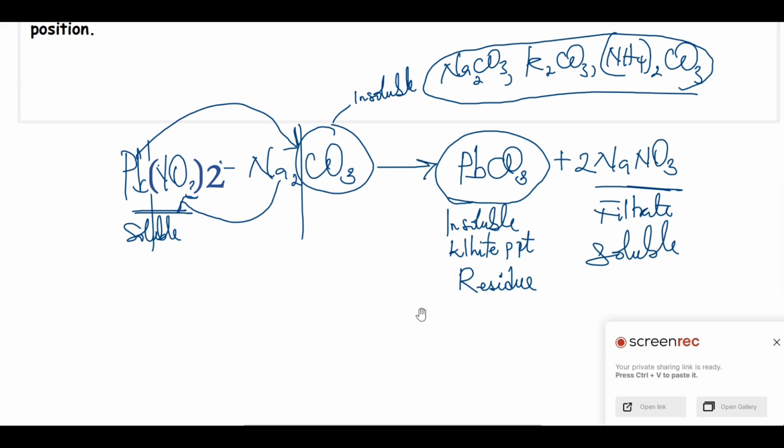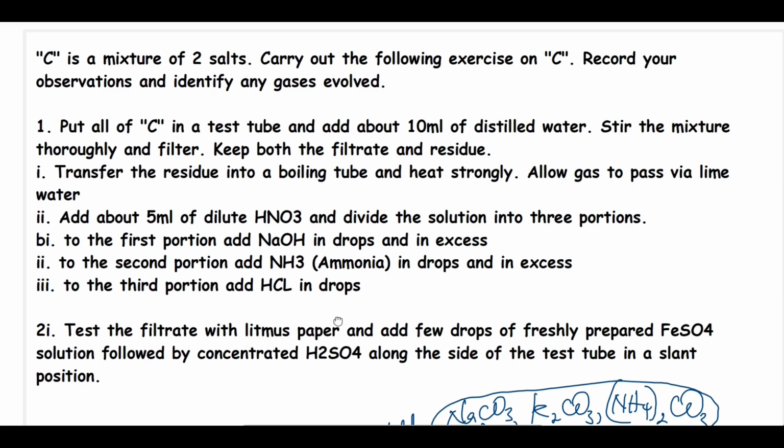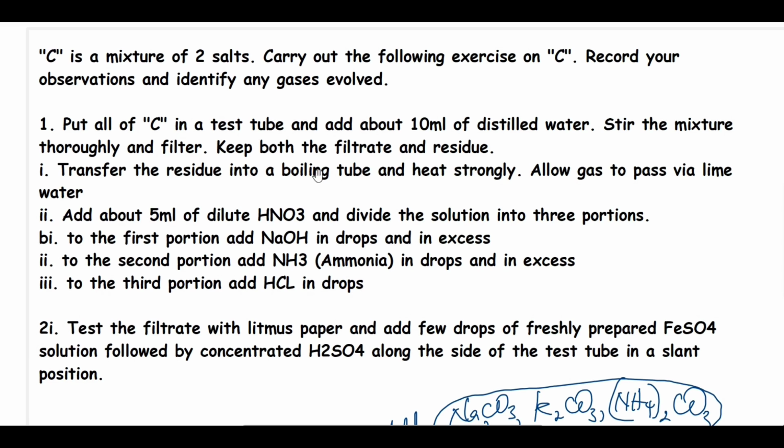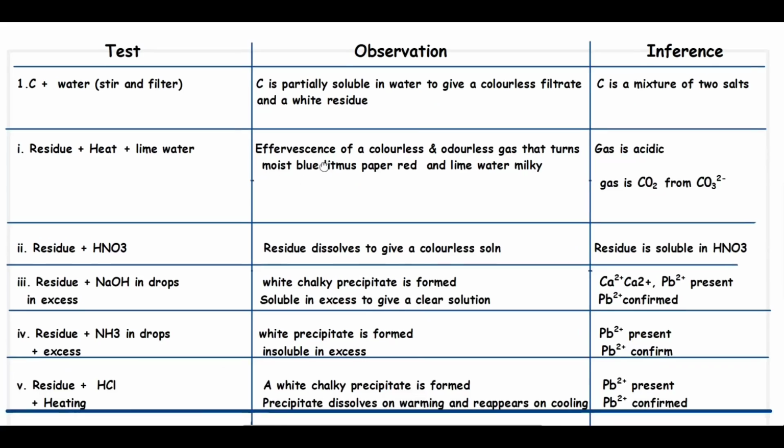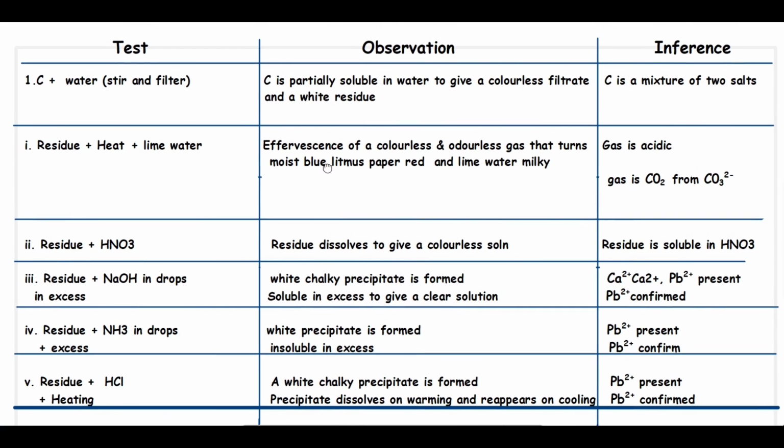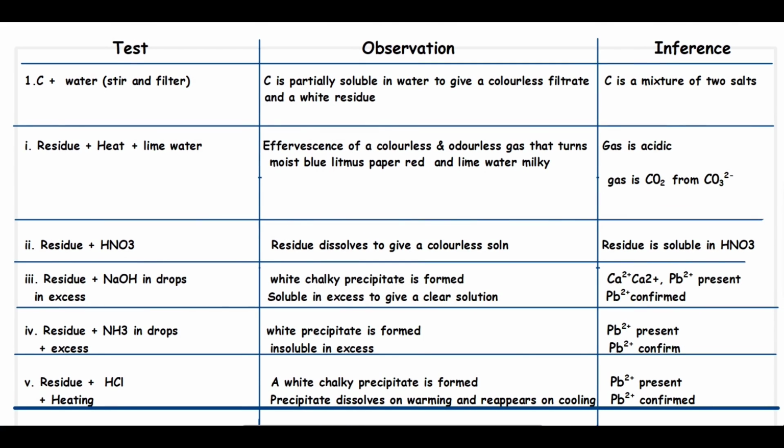So now let's go over to the question proper. The question says C is a mixture of two salts. Carry out the following exercise on C. Record your observation and identify any gases involved. Put all of C in a test tube and add about 10 ml of distilled water. You can go through it, and then here is the table for the practical. This is where I want to focus more.